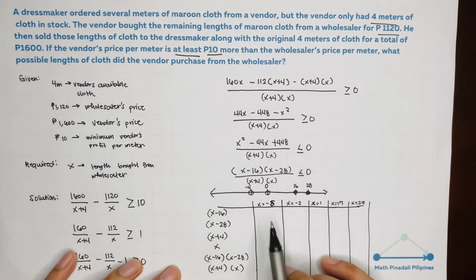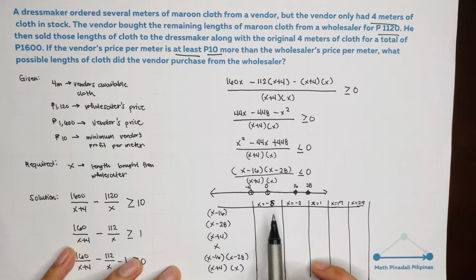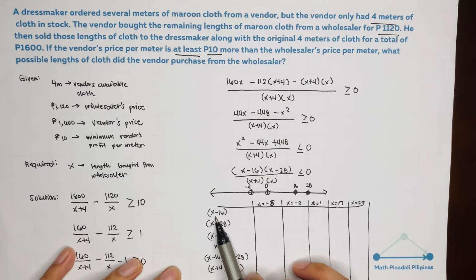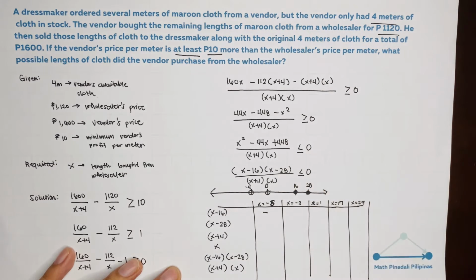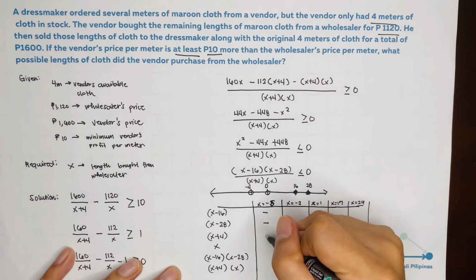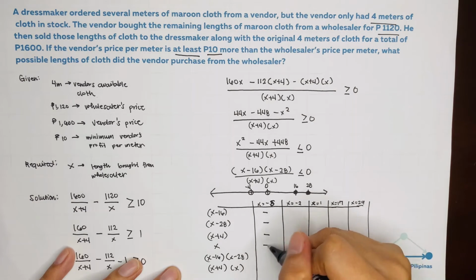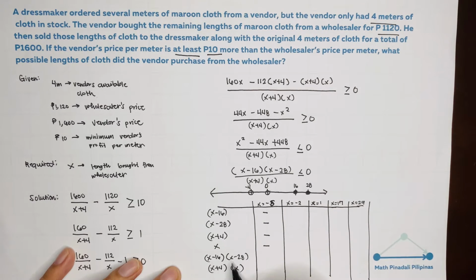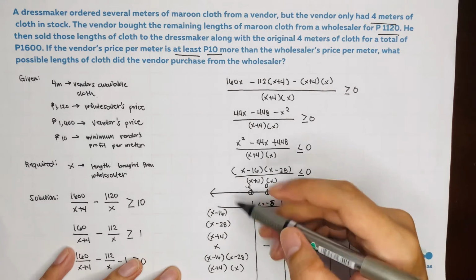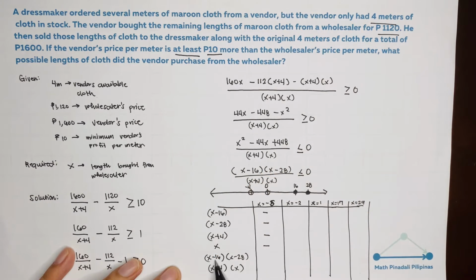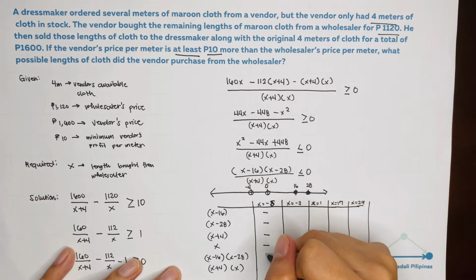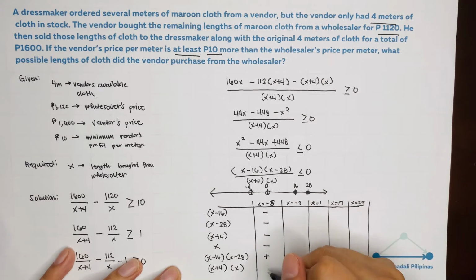Okay? Then, i-check lang natin yung sign. If x is equals to negative 5, anong value nitong factor na to? Negative 5 minus 16, that's negative. Sign lang yung isusulat natin. Negative 5 minus 28, that's still negative. Negative 5 plus 4, negative. X, negative. Multiply natin, x minus 16. Ito, multiply natin itong dalawang to. Tama ba? Ito lang yan, basically. So, if you multiply, that's positive. This one, it's still positive.